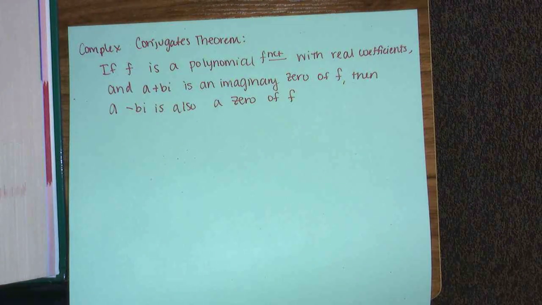Okay, and this also is true in the other direction. If a minus bi is a zero, then a plus bi is one. Real coefficients are not an i, just like 2, -7, things like that.